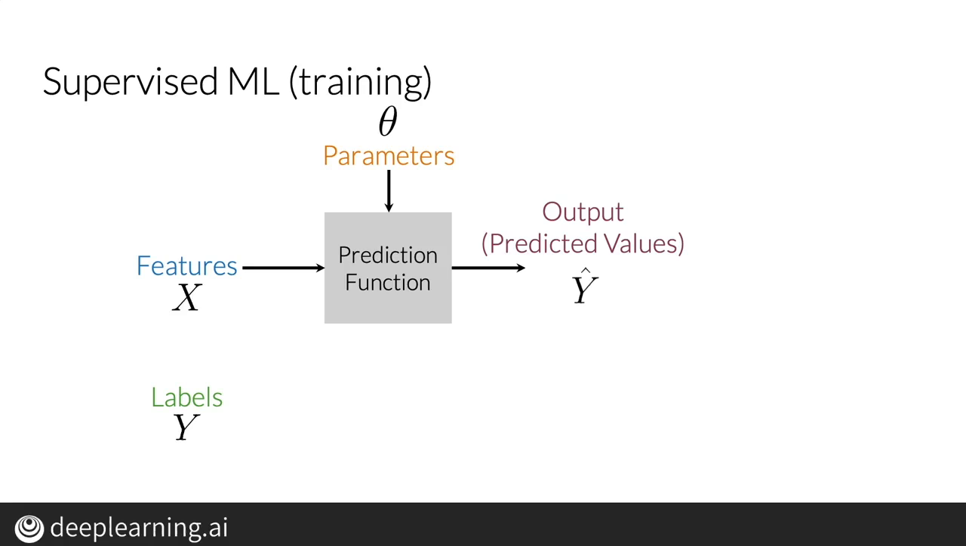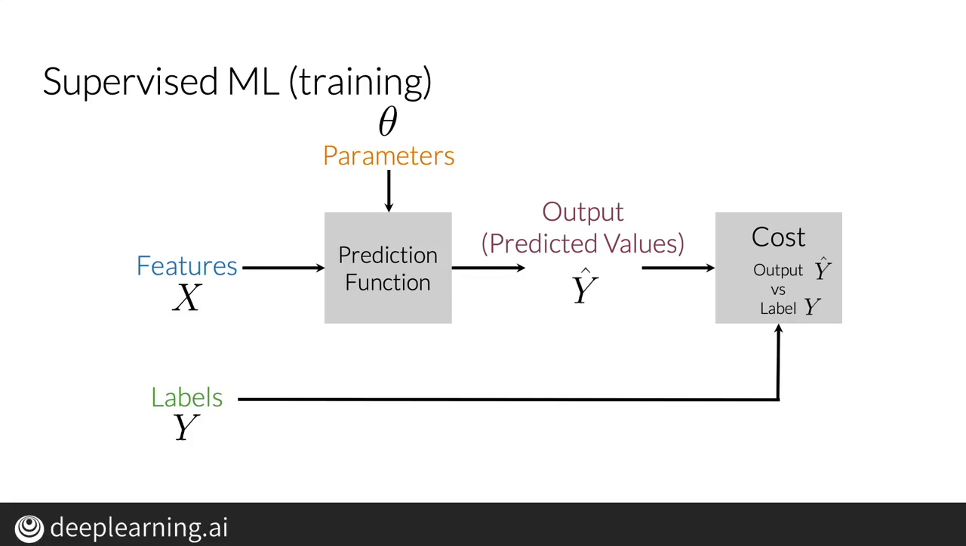Now, the best mapping from features to labels is achieved when the difference between the expected values y and the predicted values y hat is minimized, which the cost function does by comparing how closely your output y hat is to your label y. Then you can update your parameters and repeat the whole process until your cost is minimized.